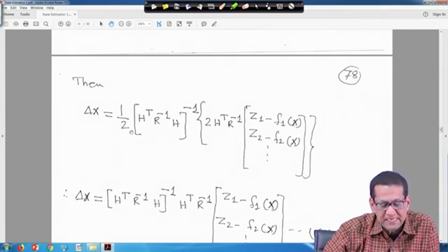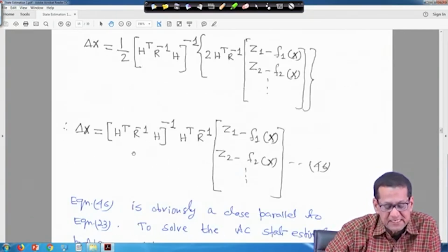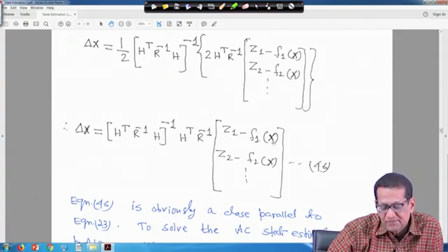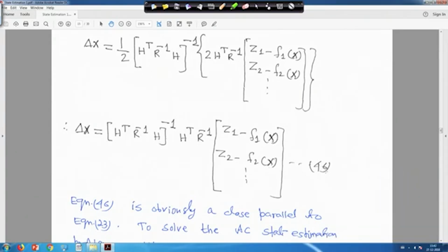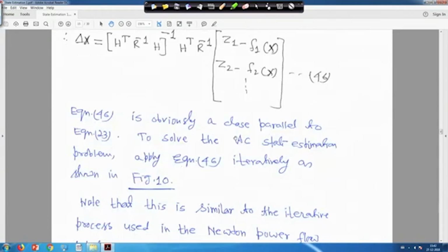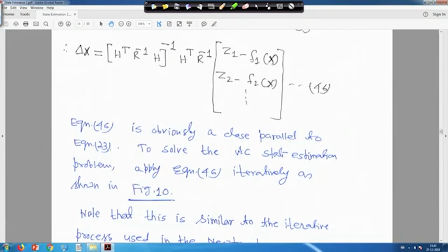So, 2 will be cancelled, this is 2 and this is 2 will be cancelled. So, ultimately it will become delta x is equal to (H transpose R inverse H) whole inverse H transpose R inverse [Z 1 minus F 1 x, Z 2 minus F 2 x]. This is equation 46, right. Equation 46 is obviously closely parallel to equation 23, because if you look at equation 23 you will find it very close to that, right.